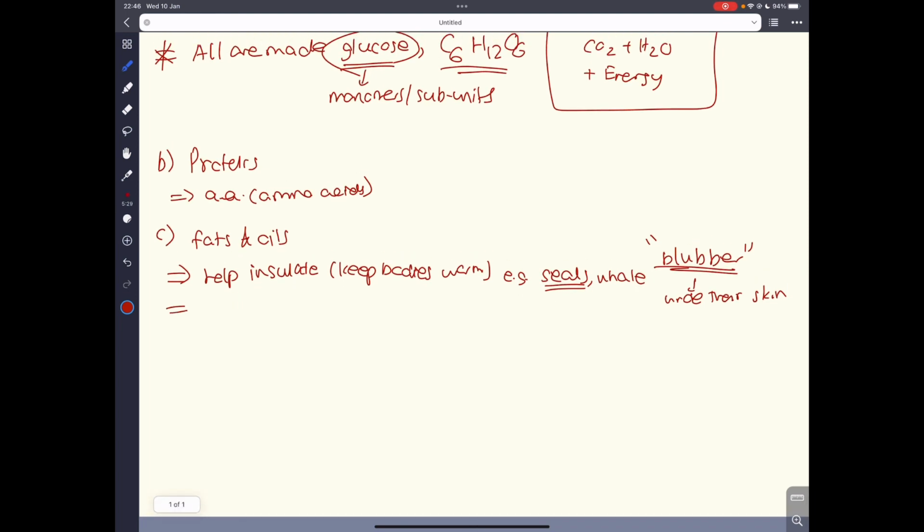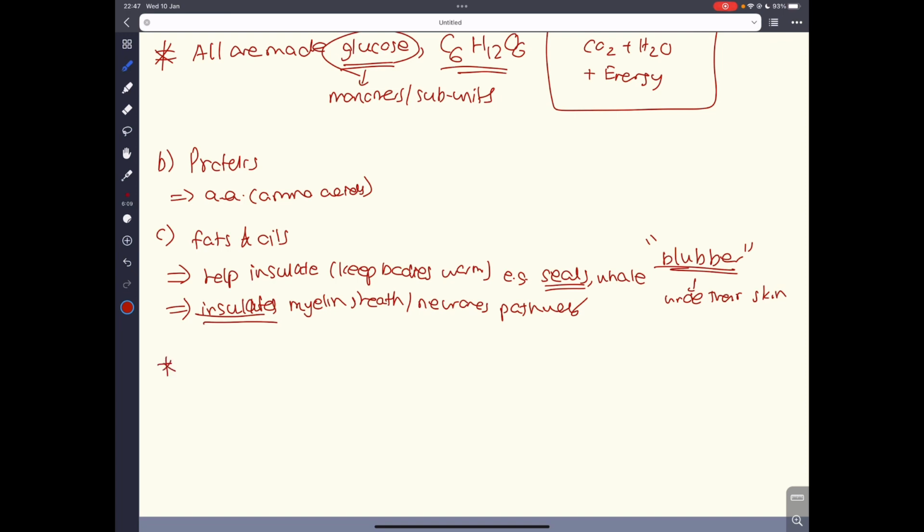Another function of fats and oils, which you will learn in year 11 next year in the second year of the IGCSE course, is that they help insulate your nerve pathway, your myelin sheath. Basically they insulate your neuron pathways so that the electrical signal which your brain sends out will be faster, because it is insulated. Now we have to know what fats and oils are made of.